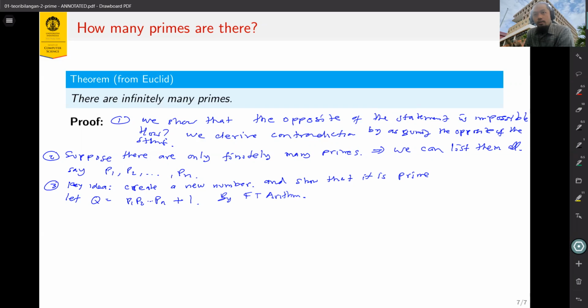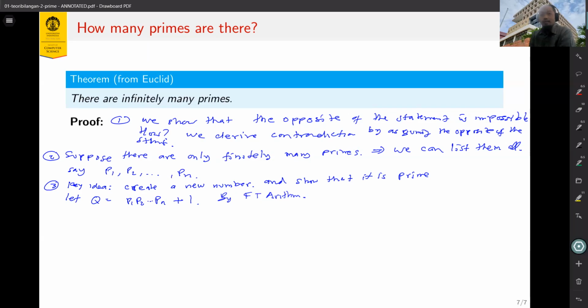Can anyone help me? What would be the statement of the fundamental theorem of arithmetic? It states that every positive integer except the number 1 can be represented in exactly one way, apart from rearrangement, as a product of one or more primes. As a product of one or more primes, right?